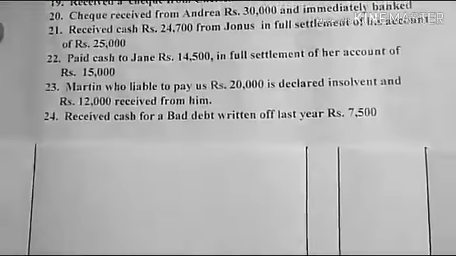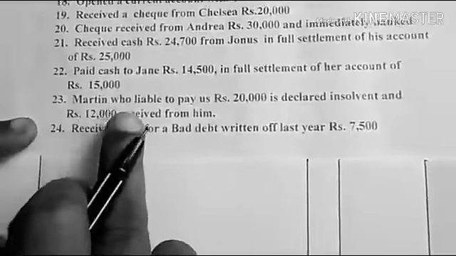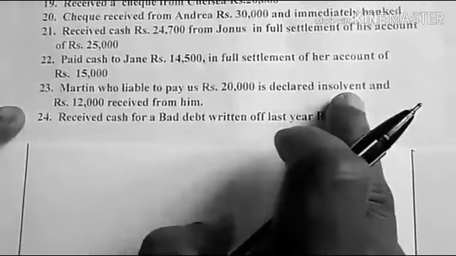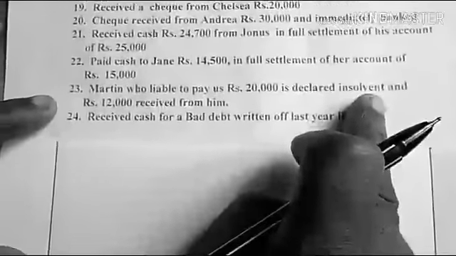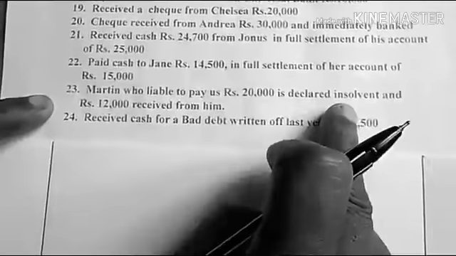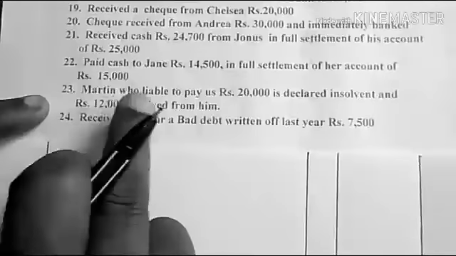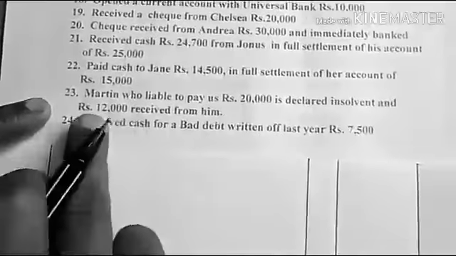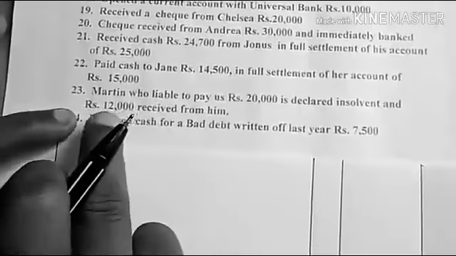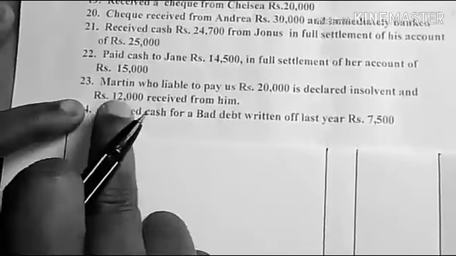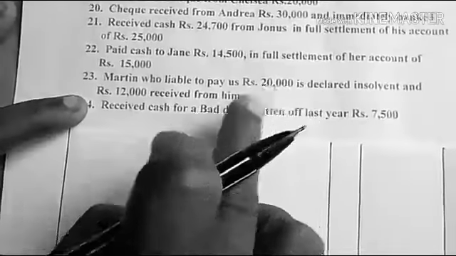received. Next transaction, Martin, who is liable to pay us 20,000, is declared insolvent. Insolvent means he is not able to pay the entire amount. So it is called insolvency. Martin, who is liable to pay us 20,000, is declared insolvent and 12,000 is received from him. So you have received only 12,000 instead of 20,000. What is the difference between these two amounts?